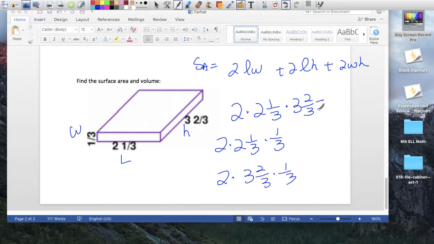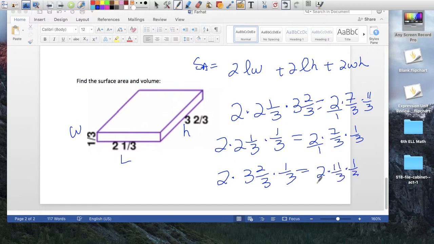I'm going to leave, again, this all in fractional format. So I'm going to change that to 2 times 7 over 3 times 11 over 3. I'll put this 2 over 1 because it's the whole number. Second group is 2 times 7 over 3, times 1/3, and again, I'm going to put this 2 over 1. And the last group is 2 times 11 over 3, right? 3 times 3 is 9 plus 2 is 11, times 1/3. And again, I'm going to put this 2 over 1.